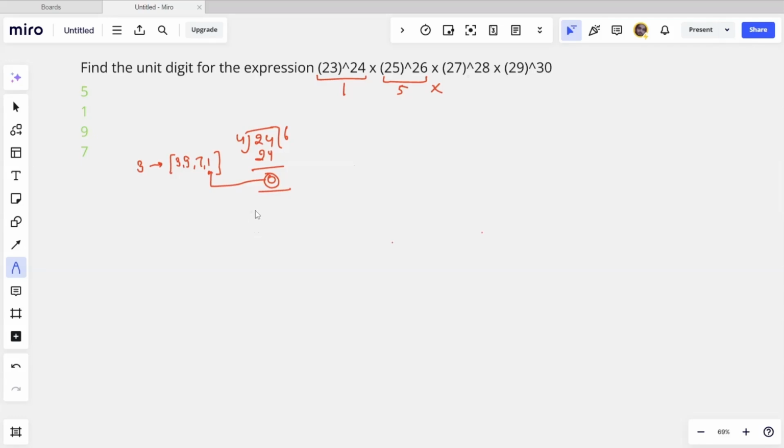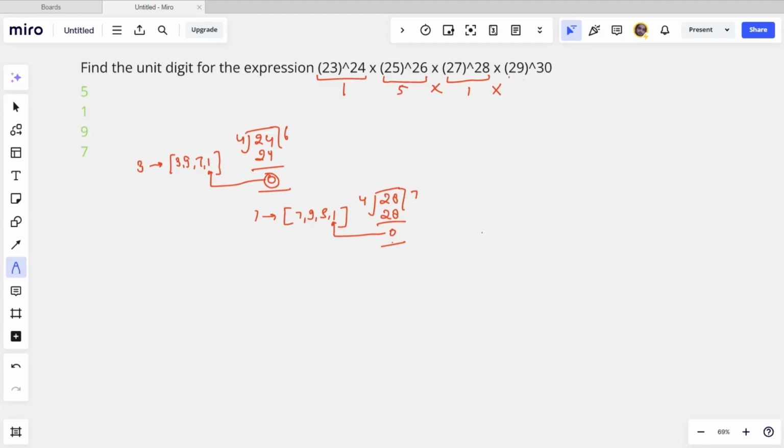As we know the concept, we have to find out the power cycle of 7, and the power cycle of 7 is nothing but 7, 9, 3, 1. This is the power cycle of 7. As we have 4 elements in our power cycle, we will simply divide the power by 4. So 4 times 7 is 28. The remainder is 0. If the remainder is 0, it means the last element of the power cycle will be the answer, which is 1. Let's denote the sign as it is.